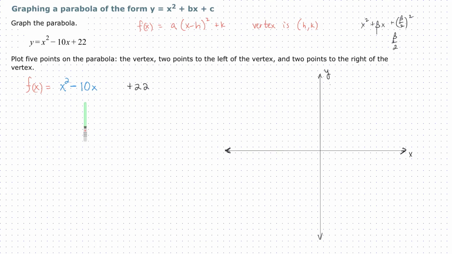So our beta is actually 10. Take 10, divide by 2, you actually get 5. Take 5 and square it, we get 25. So add 25.